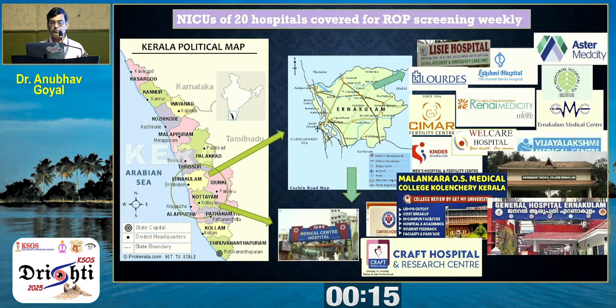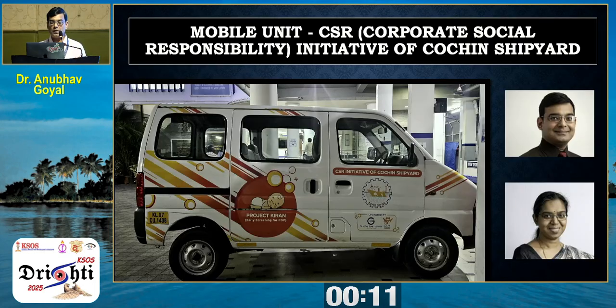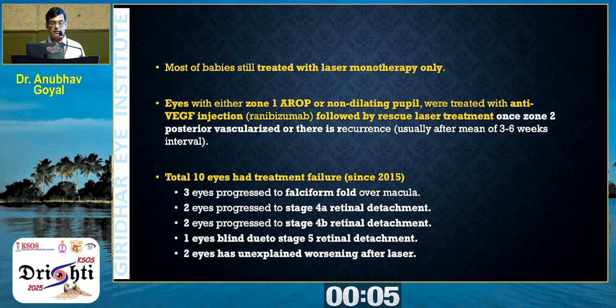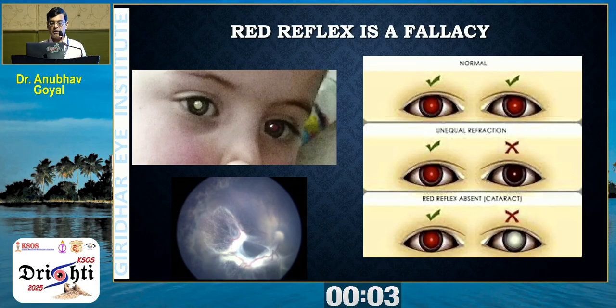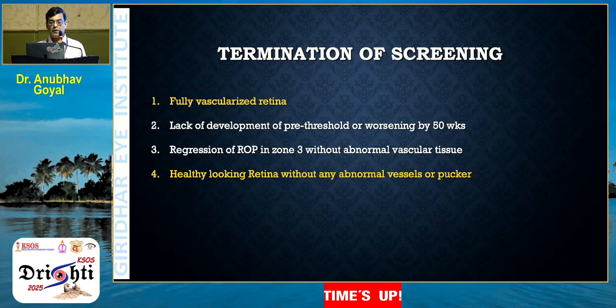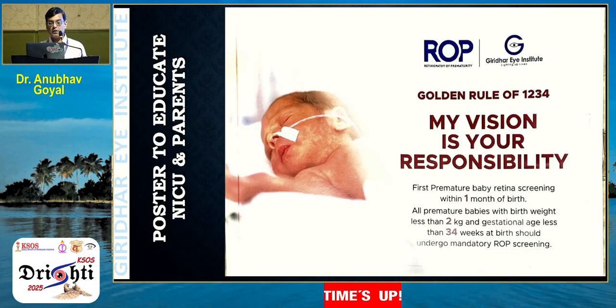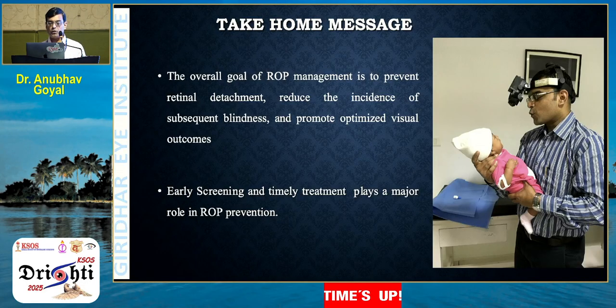We are screening nearly 19 to 20 NICUs every week in Kochi and around, with the initiative of CSR. We have a mobile van. We have screened nearly 16,000 babies in the last 10 years and lost 10 babies. Red eye reflex is a fallacy, because by the time you lose the red reflex, the baby is already blind with stage 5. So termination is on fully vascularized retina. We have trained a lot of fellows, and it is still going on. This is a promotion education poster which we are giving.